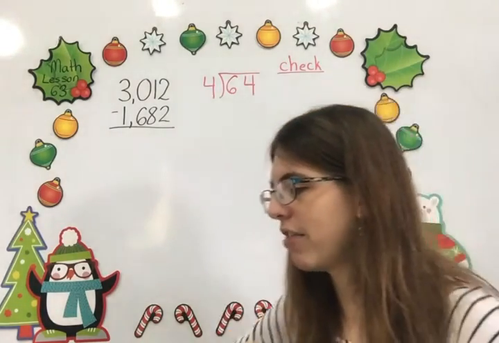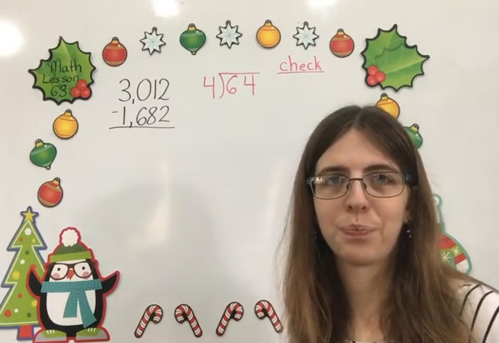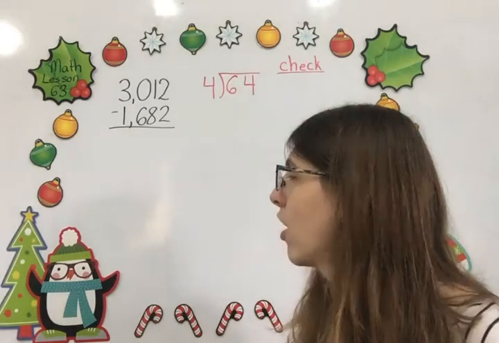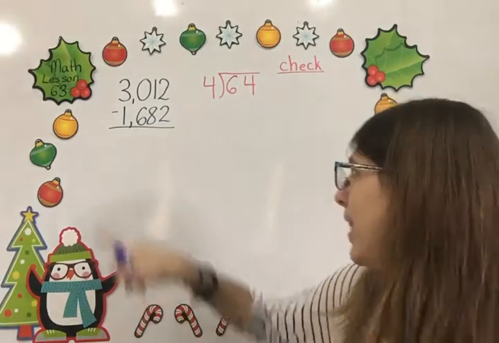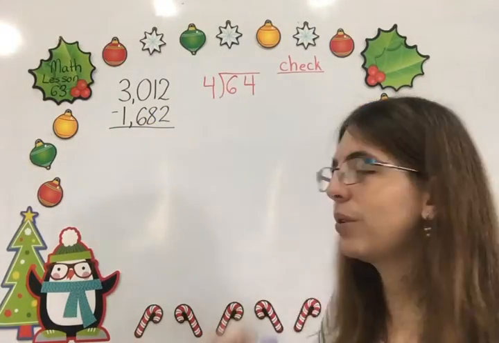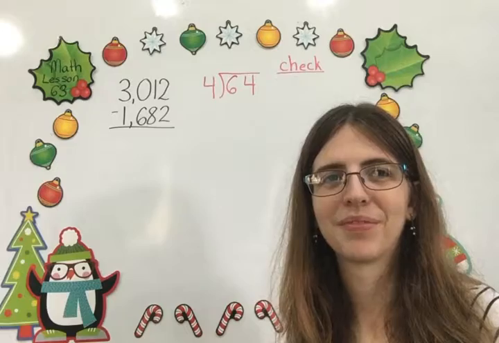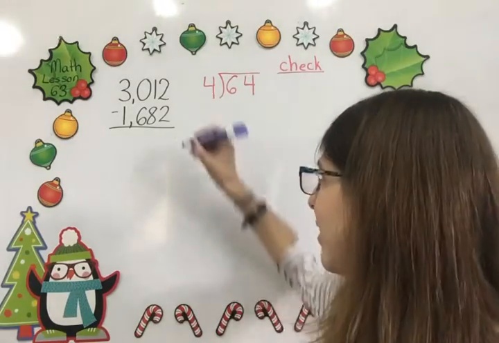3,012 minus 1,682. To start off with, we need to start with the ones place. 2 minus 2 is 0. Excellent.